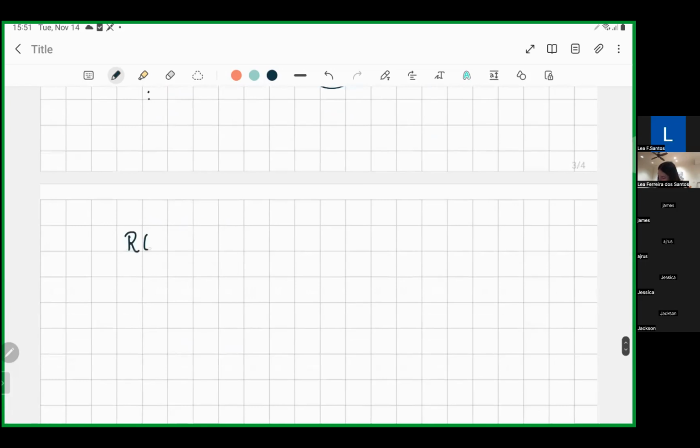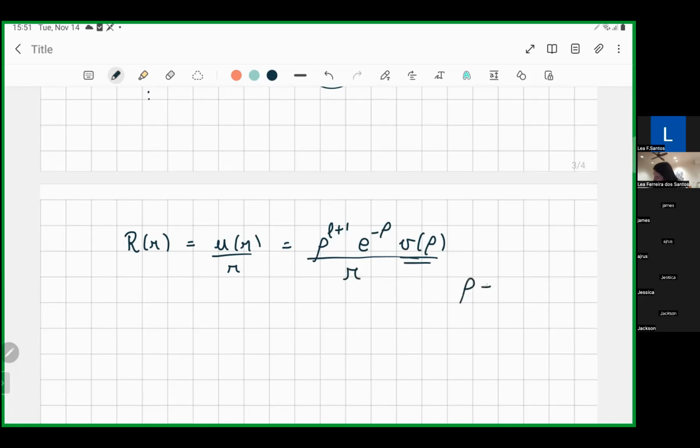We were trying to find this r. We wrote it as a function of u over r. From this u, we rewrote things in terms of rho. So we found this piece, and now we finally seem to have found this v. Rho there is kappa r, so it's a function of r as well.